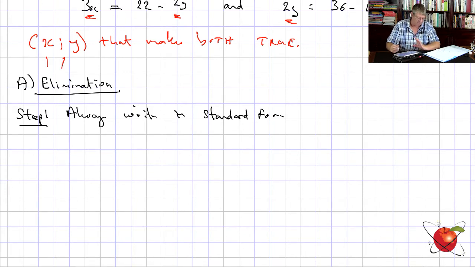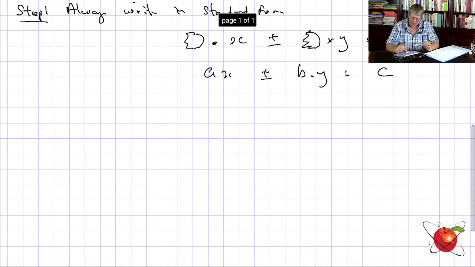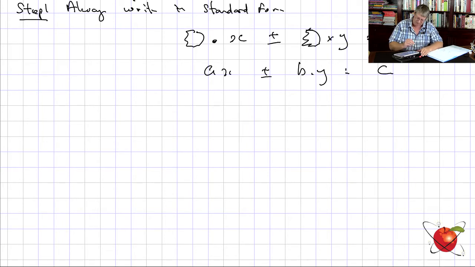Now standard form is something times x plus or minus something else times y equal to some number. So it's ax plus or minus by equal to c. That is the standard form. We always write it like that. So first off we say, 3x I've got to bring to the other side. So step one is write it in standard form.